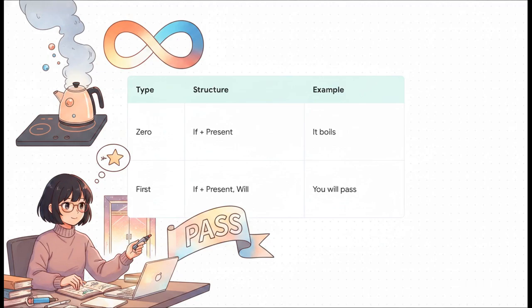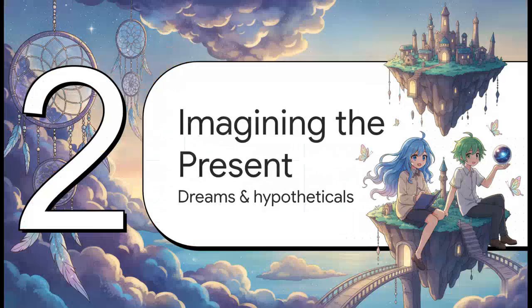But the first conditional is all about a highly probable future outcome. If you study, you will pass. Here, you use if plus the present tense, but then you shift to will plus the base verb. We use this all the time for real, totally possible situations in our future, like catching a train or acing a test. Section 2, imagining the present.